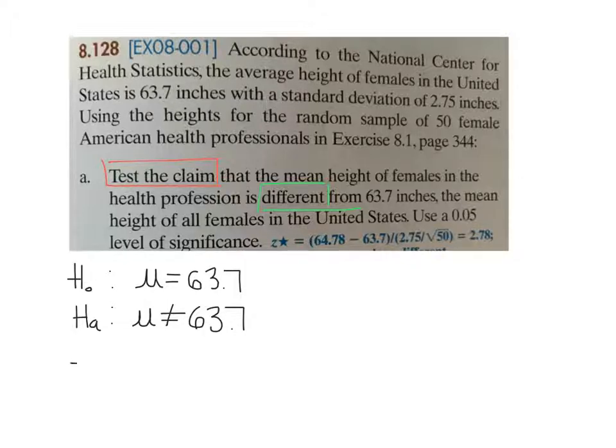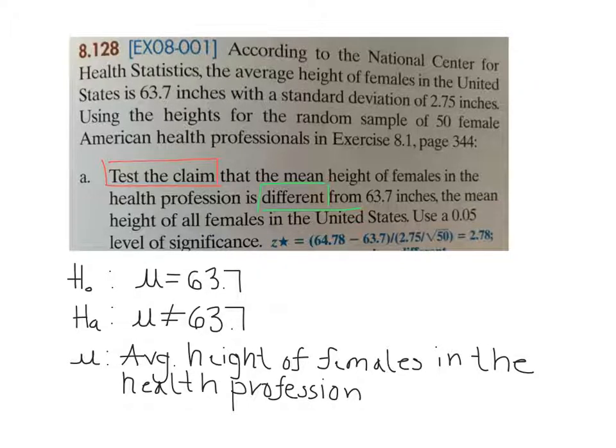Now, anytime we use a variable in our hypothesis statements, it's important that we define that variable. Mu is an average. We just want to be specific about what it's an average of in this case. And mu has been defined as the average height of females in the health profession.